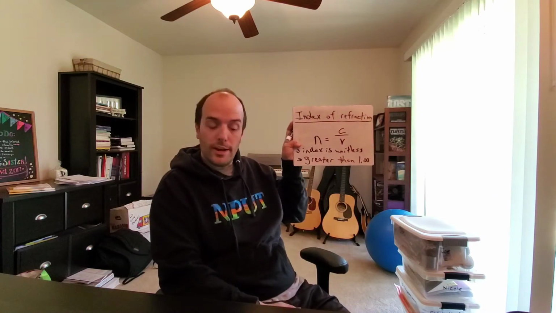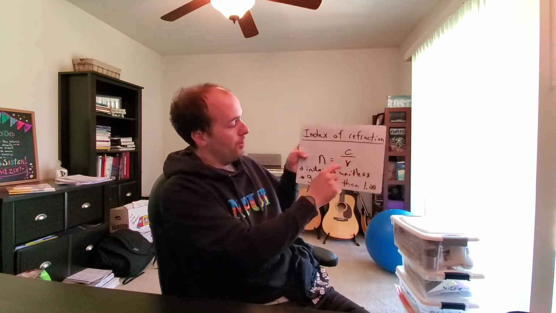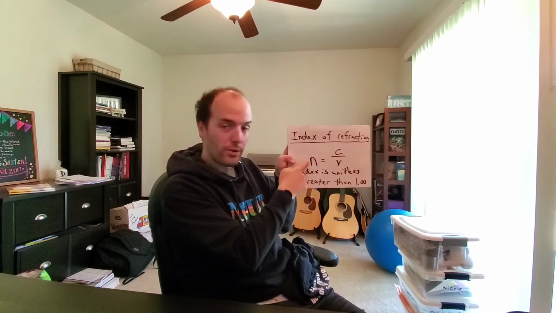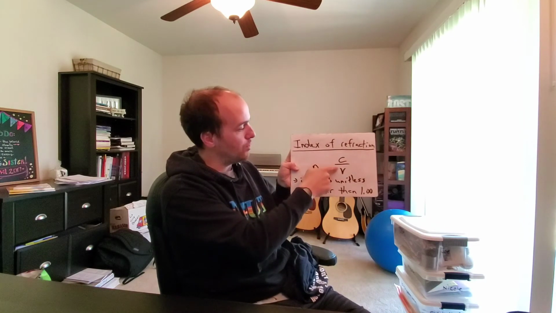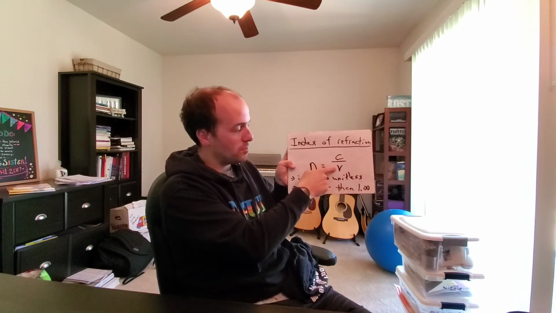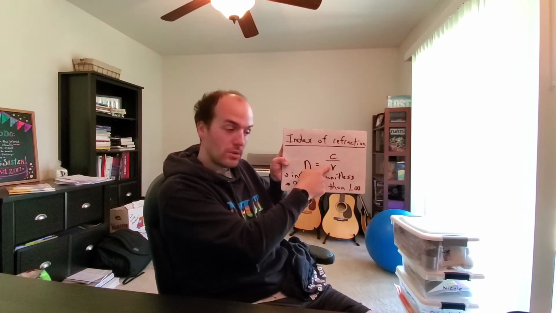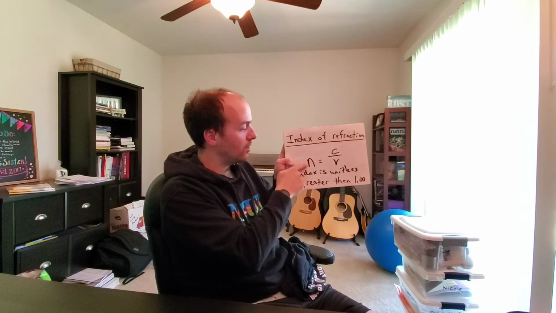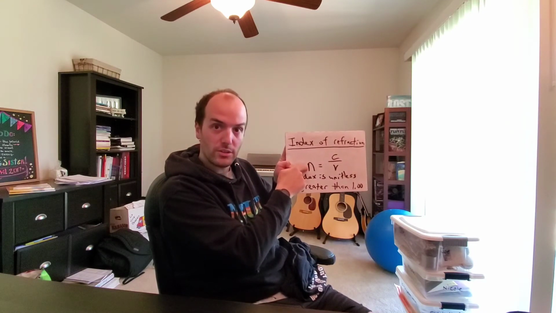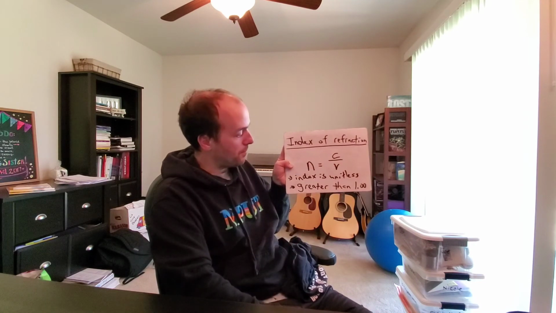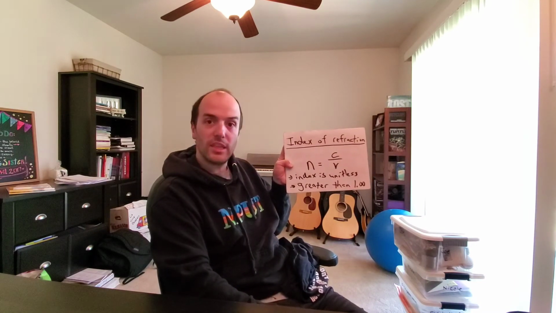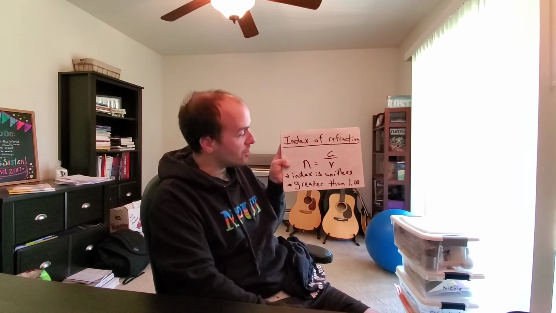Okay? Now, what does this mean? Well, it means that if your speed is faster, you're going to have a lower index of refraction, right? That means these two numbers are closer. If your speed is slower, you're going to have a larger index of refraction, which means that these two things are a bit further away. All right, so those are some key things to know about the index of refraction.